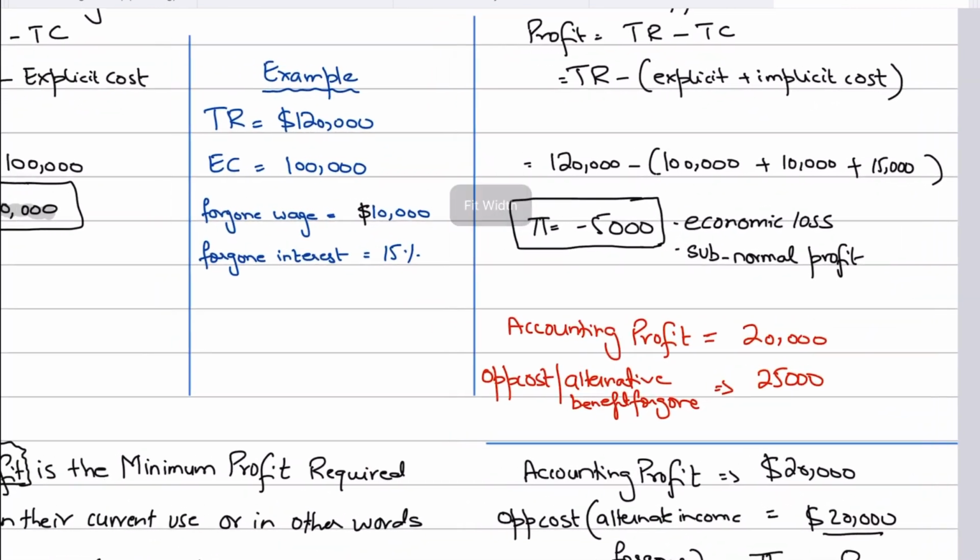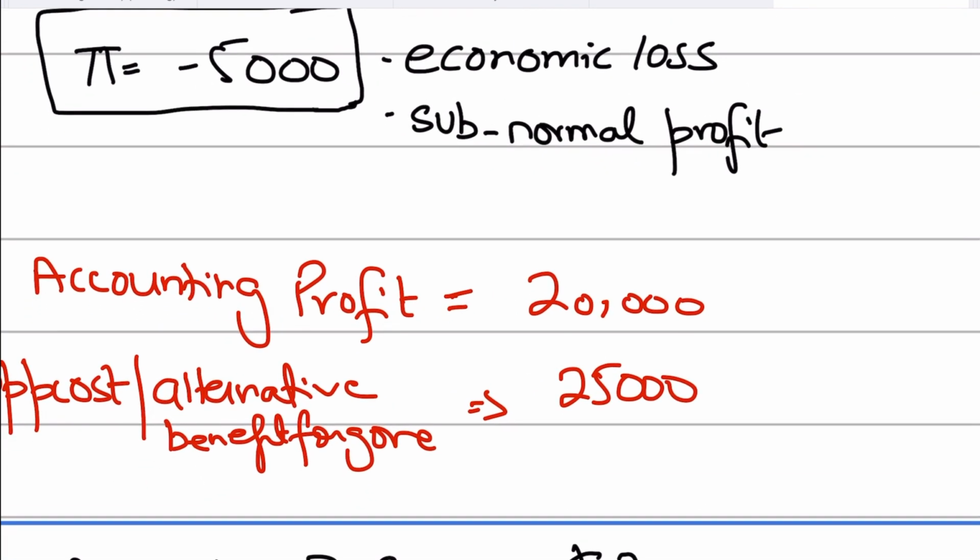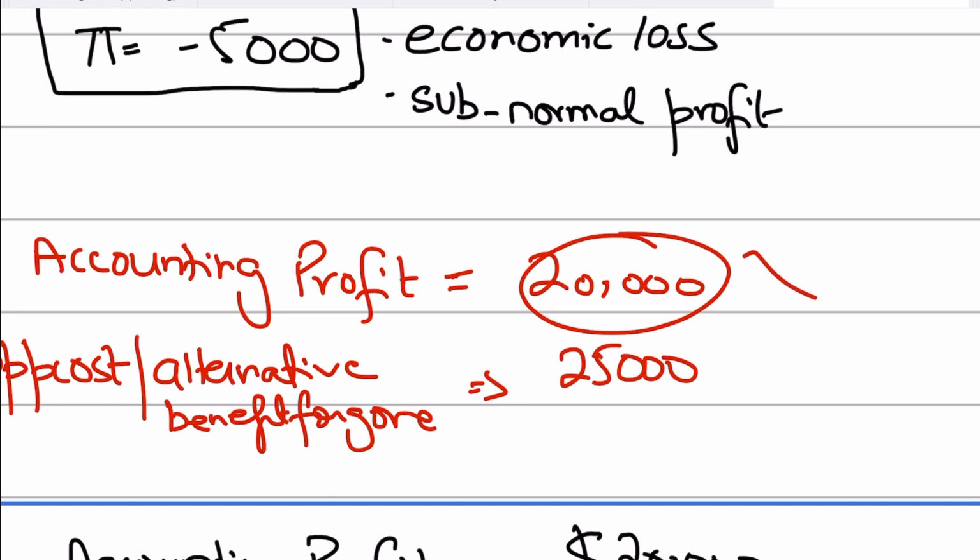लेस देन सब नॉर्मल, लेस देन नॉर्मल. नॉर्मल प्रॉफिट भी अर्न नहीं कर सके आप. So yeah, what's the point of doing the business then? If you aren't even able to economically break even, then close the business. Instead of earning a profit of 20,000, you were better off not doing this business, and you should instead switch your factors of production into earning the alternate source of income.